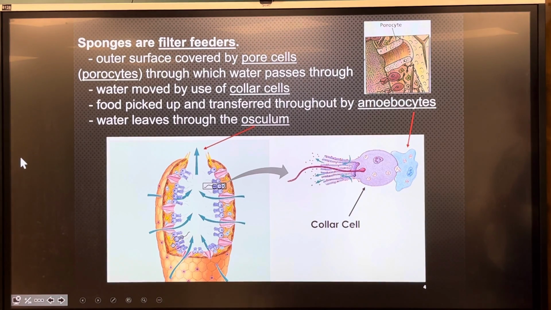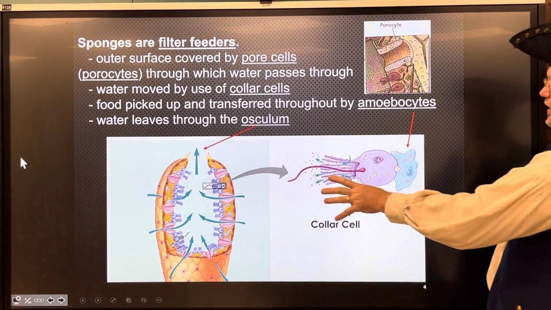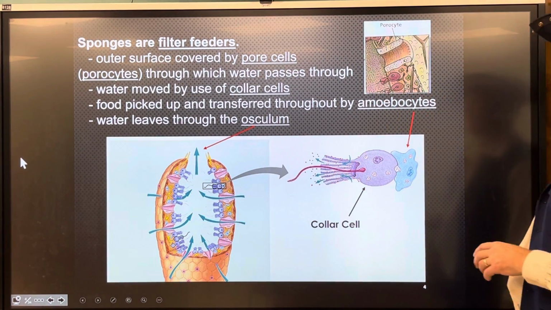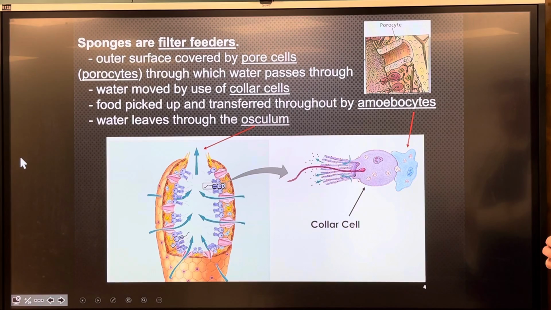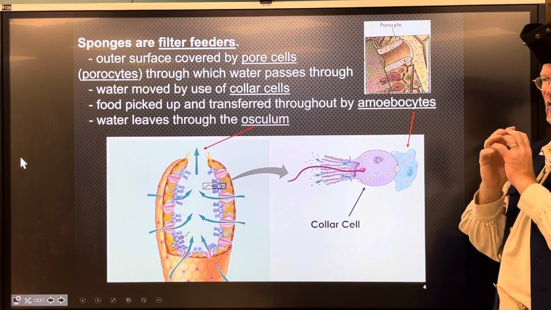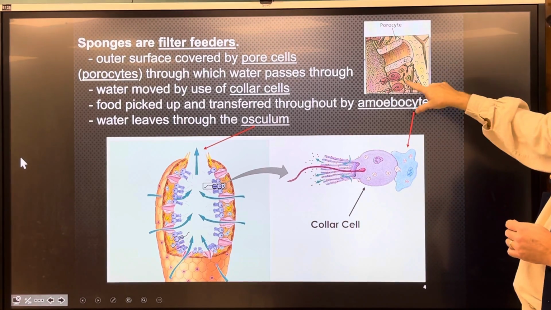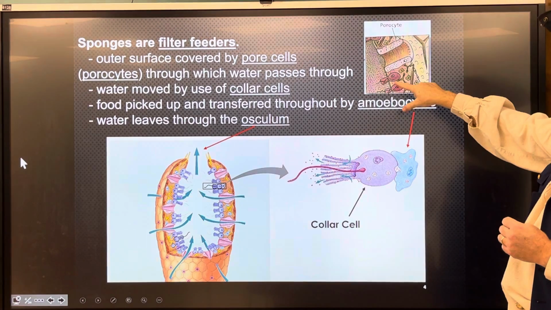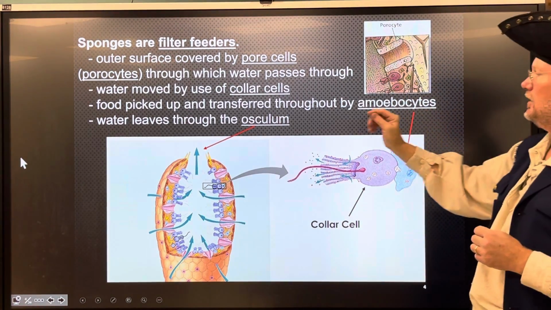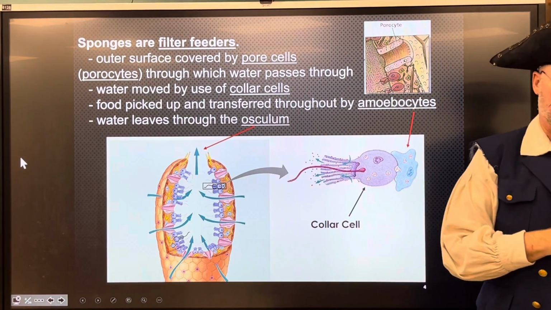Pretty straightforward, and of course this is an enlarged view of the cells. There would be many, many more in that organism. So a porocyte is the cell that makes the opening. The collar cells have flagella that move. The food's picked up by the amoebocytes, and then again the water is sent out through the osculum.